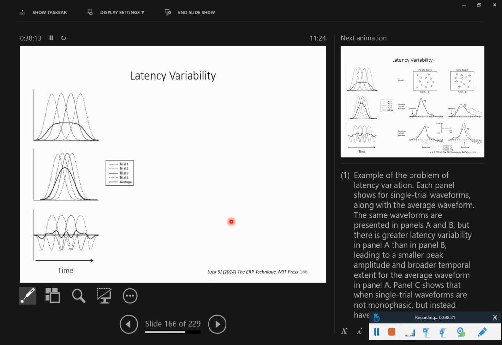Then, of course, one problem that you have when you do event-related averaging is that if you have considerable latency variability, then you might run into the problem that in your average, you don't have a good representation of what happens on the single trial. So this is the example here. I think I will actually skip the right one. So the example here is the following.